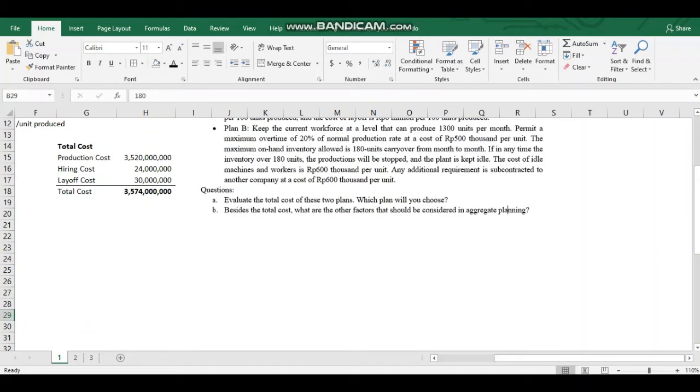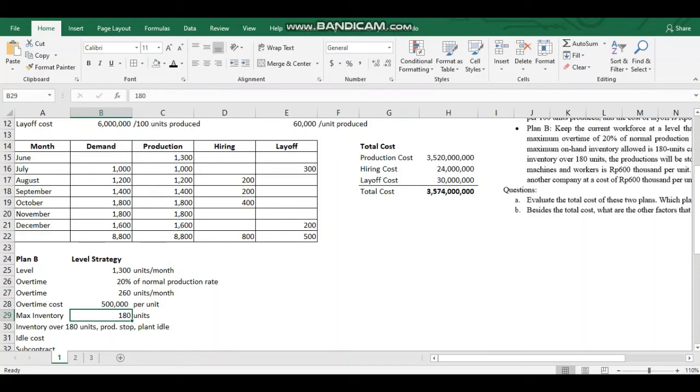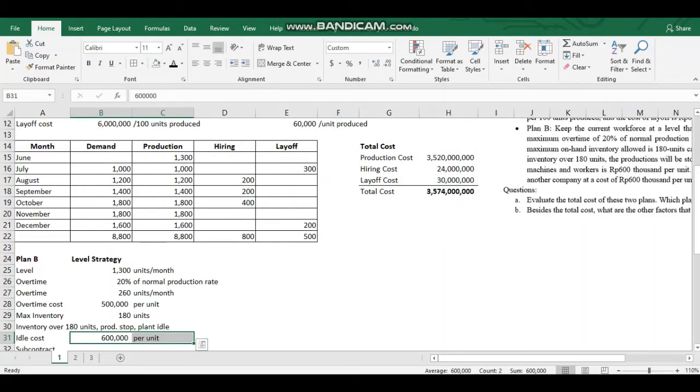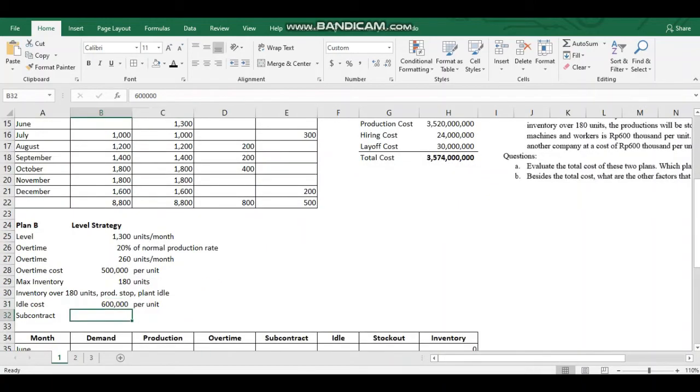And if the plant is idle, there is a cost. Okay, idle cost 600,000. Okay, the cost of idle machines and workers is 600,000 per unit. And then any additional requirement is subcontracted to another company at the cost of 600,000 per unit as well.